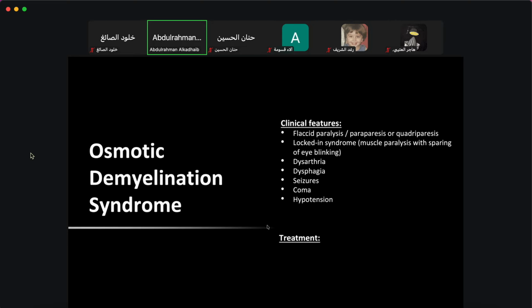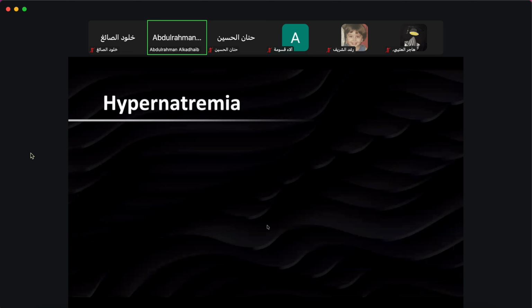So once we identify this syndrome in a patient who got rapid correction of sodium in case of hyponatremia, we should change the treatment. We should stop any IV fluid that contains sodium and replace it by 5% dextrose in water, which again will prevent further destruction of the myelin sheath in the brain. So that's it for hyponatremia.